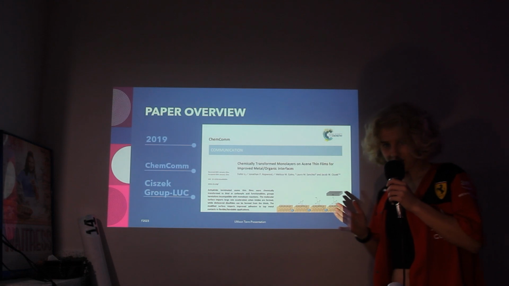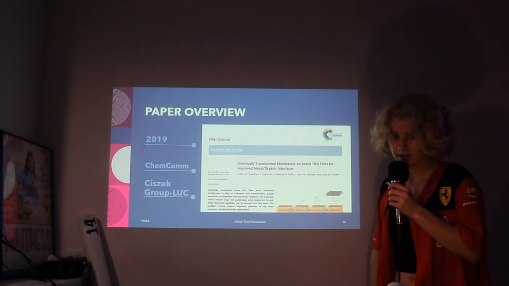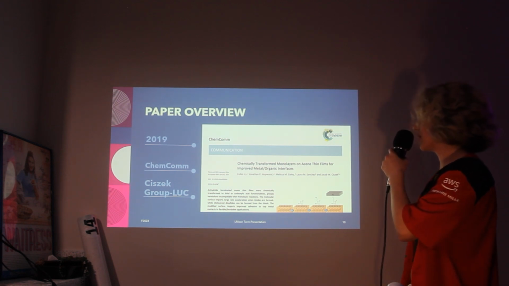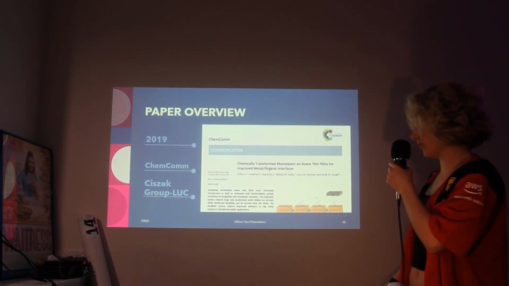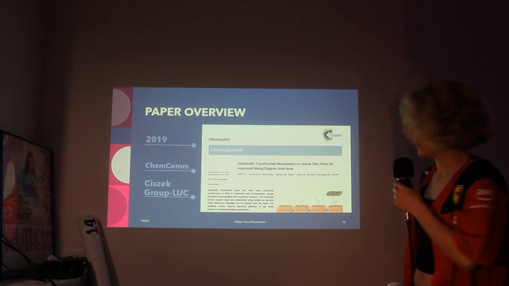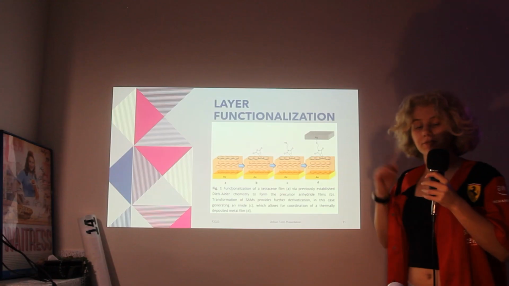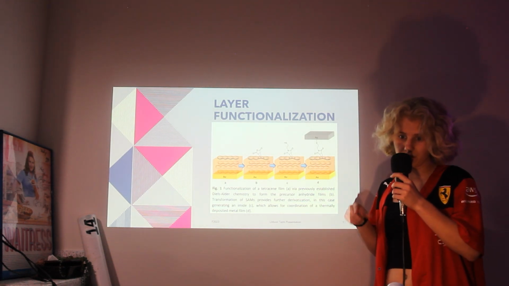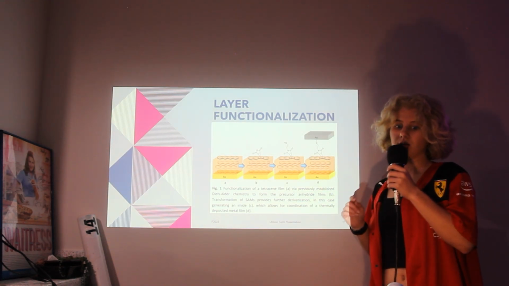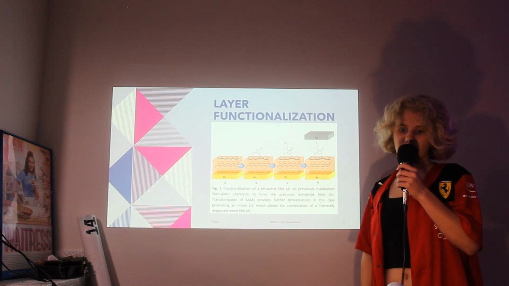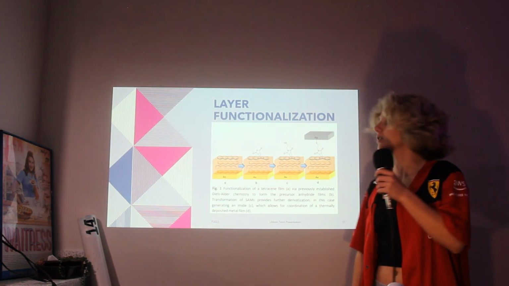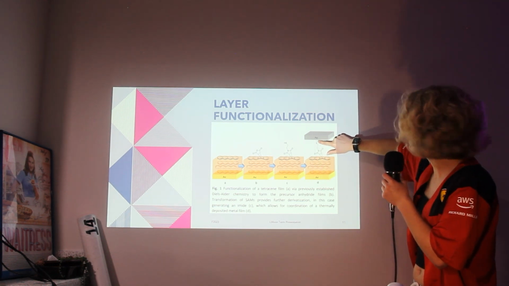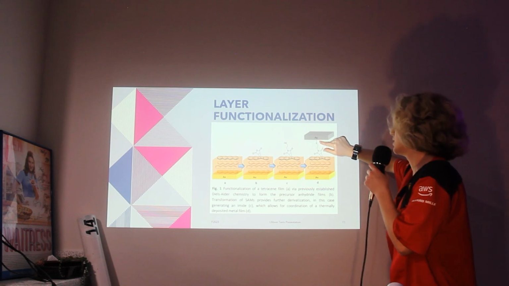So, second part of the story, a paper from 2019 from the CISIC group, also in ChemCom, about chemically transformed monolayers on acetine thin films for improved metal-organic interfaces. They further improved this layer functionalization of the previous Diels-Alder reaction of tetracene thin films to better direct adsorption of metal layers. In addition to the thiol product pictured here, that's a sulfur group, if you can't tell, it's bonded to the silver.